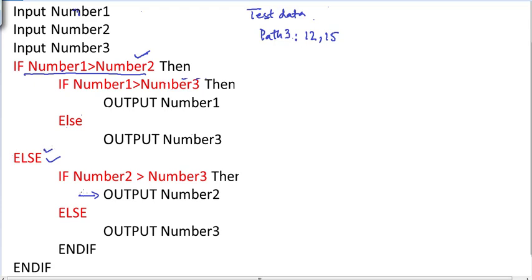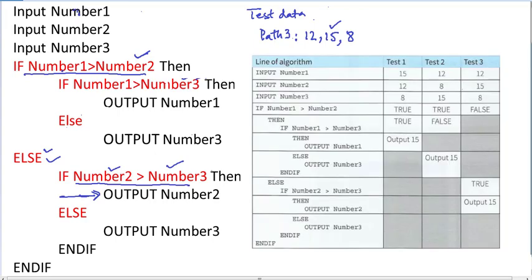Within this else clause we want to execute this statement, right? And therefore this condition must be true. Number 2 must be greater than number 3. So this is number 2, which is 15, and must be greater than number 3, and we'll choose number 3 to be 8, right? So this is our test data. Let's now fill the table up.